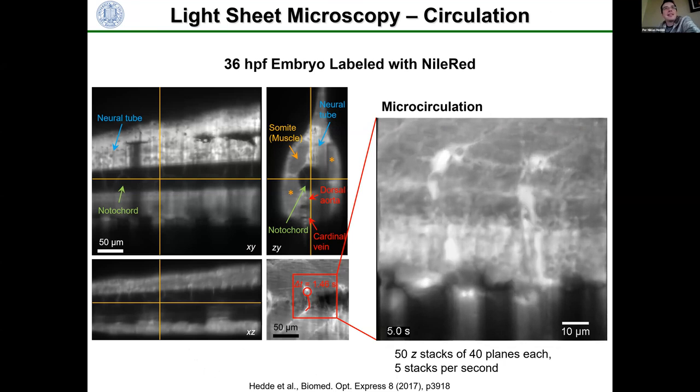Another example here is the zebrafish embryo. This was a 36 hours post-fertilization embryo labeled with a dye in red. And what we imaged here was the microcirculation of the red blood cells in the circulatory system of the zebrafish. Here we acquired Z-stacks at a rate of 5 stacks per second. So now you're approaching video rate imaging, but in 3D, not just in a single plane, but in all 3 dimensions.